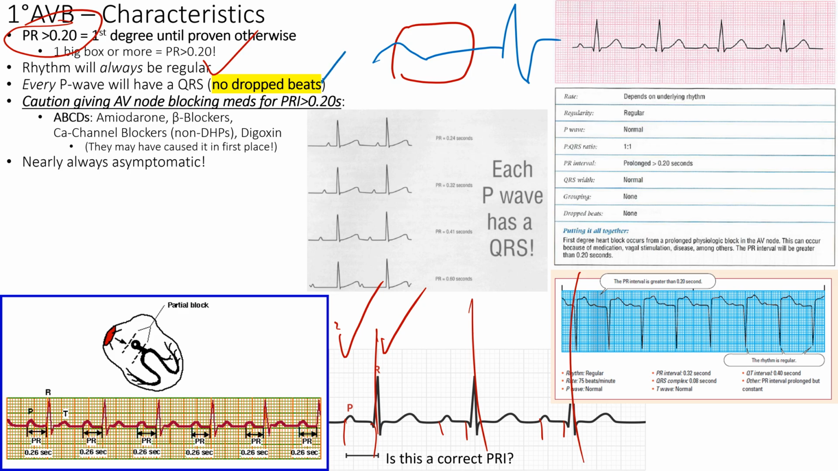So again, no dropped QRSs. If they have dropped QRSs or dropped beats, which kind of block is that? That's a second degree block, right?